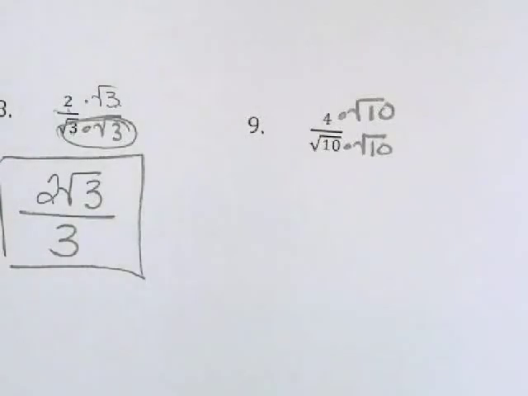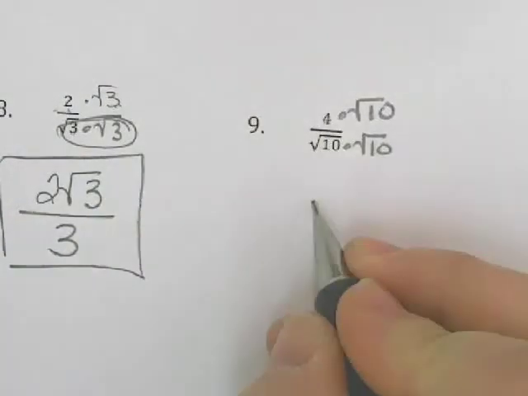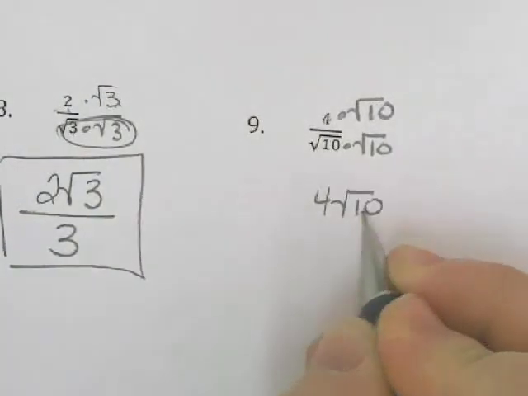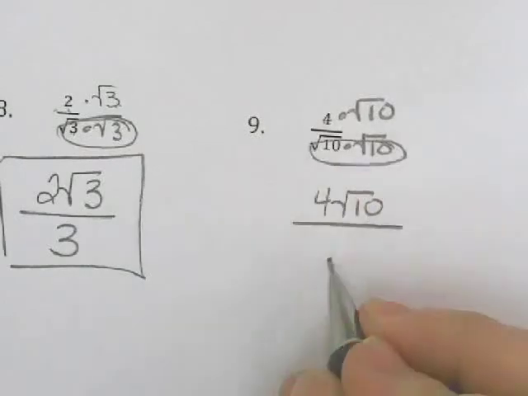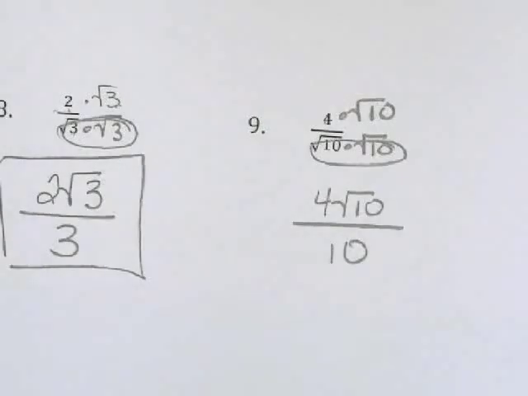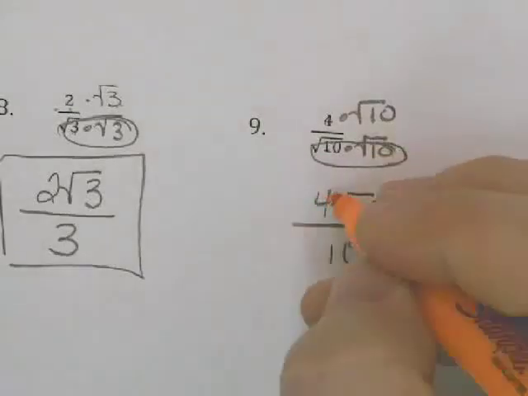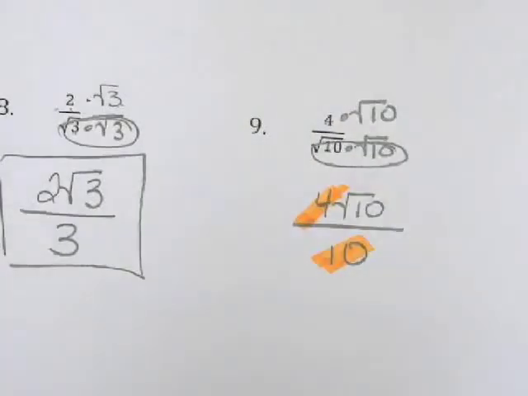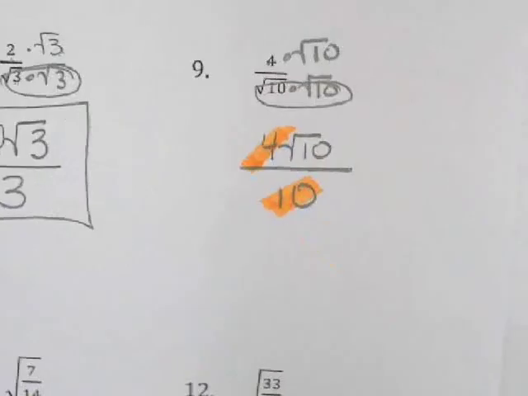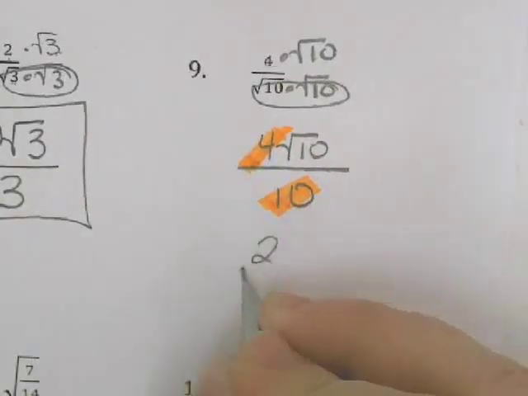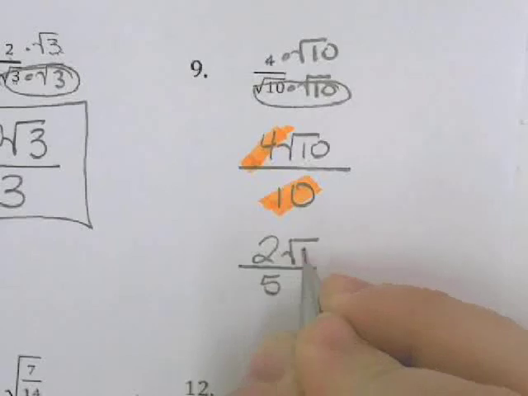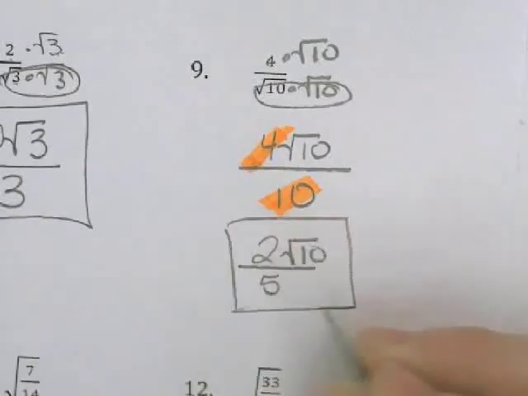4 times the square root of 10 is 4 square root of 10. I have 1 pair of 10s, so I can write 1 10. Now, if you notice, I have some numbers that can be reduced that are both on the outside. So I need to reduce these. 4 over 10 reduces to 2 over 5. So the answer is 2 square root 10 over 5.